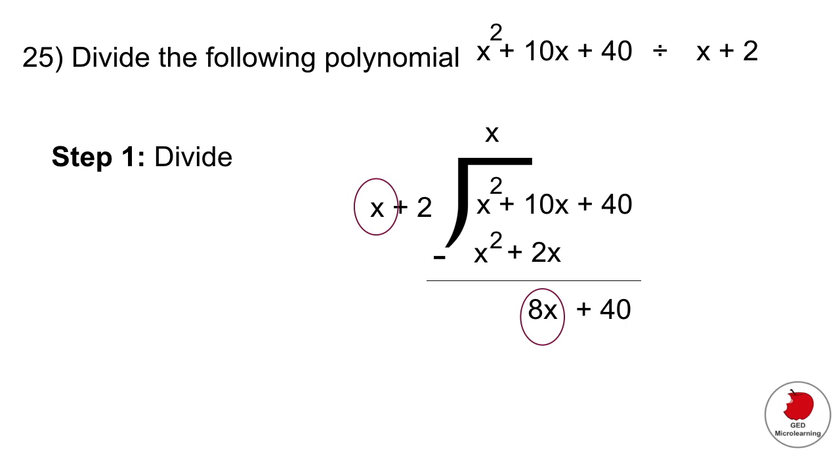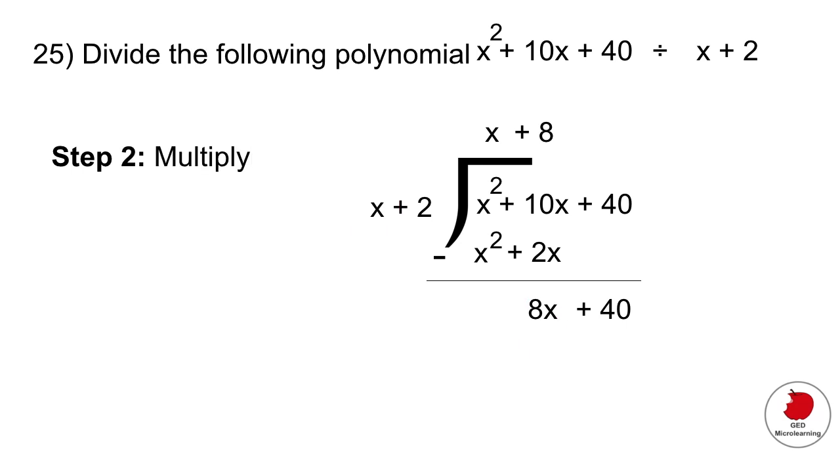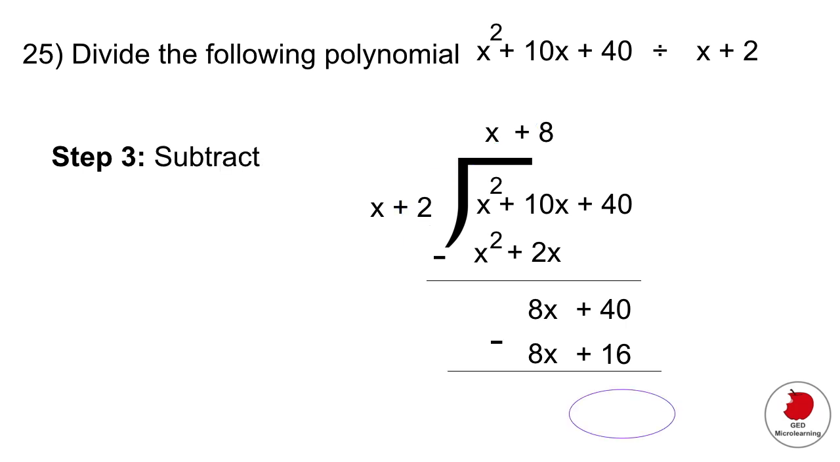Divide. So we're going to divide 8x by x. What does that give us? 8. Okay, so we're going to put the 8 on the top of the division bar. Step 2, multiply. So 8 multiplied by x, and then 8 multiplied by 2, which would give us 16. Step 3, subtract. So we're going to go ahead and subtract these two. So 8x minus 8x is 0, and then 40 minus 16 is 24.